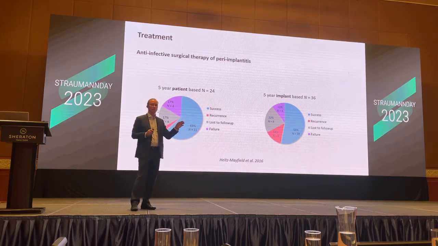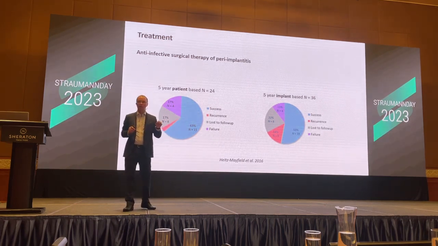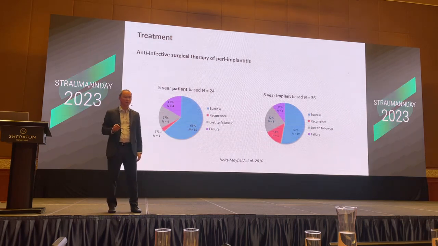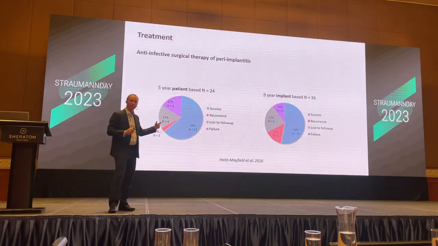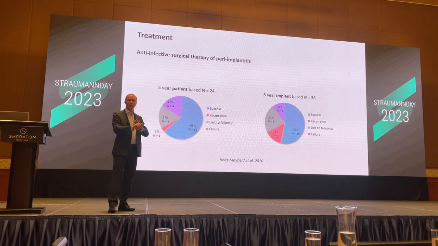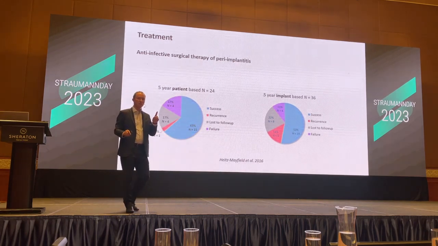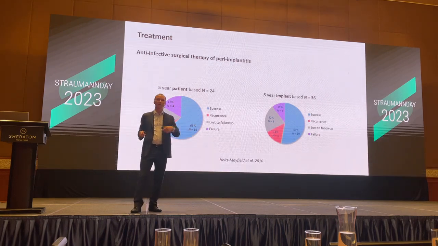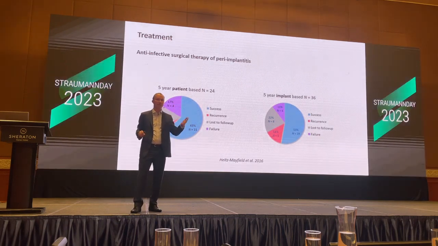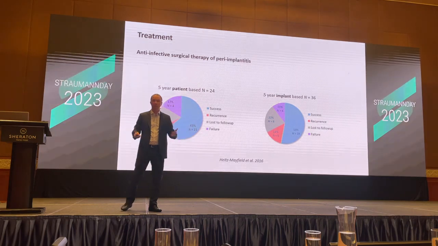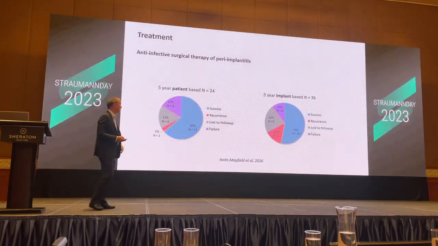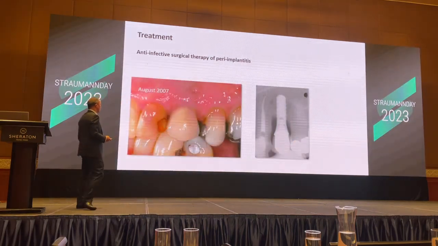I try and be a bit conservative. If you have a recurrence in the disease, you then have to make a big decision. Do you keep retreating it, or do you make a decision, it's time to take the implant out? So I will attempt treatment once, but I generally don't like surgical treatment second time, third time, fourth time. It's pointless if it's going to become continuously reinfected.